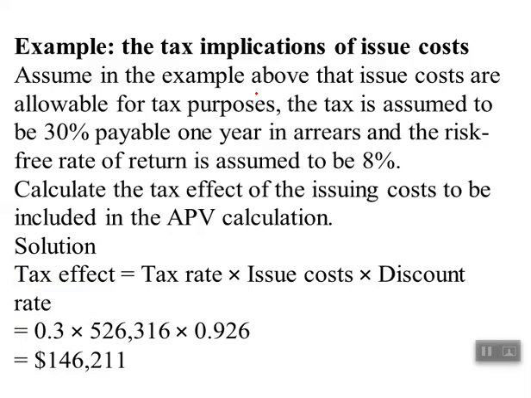So in our previous example, we are assuming that the tax is 30%, and this tax is payable in arrears, meaning the tax of year 1 is paid in year 2. So if this tax is paid in arrears, and our issue cost is in period 0, it means the saving will be recognized at the end of year 1. So we are going to look at the discounting factor of year 1.